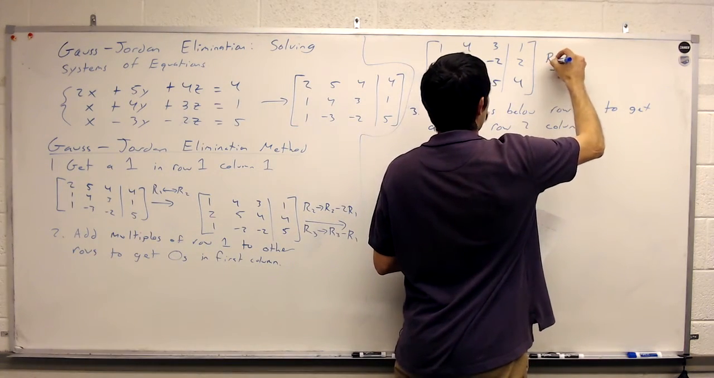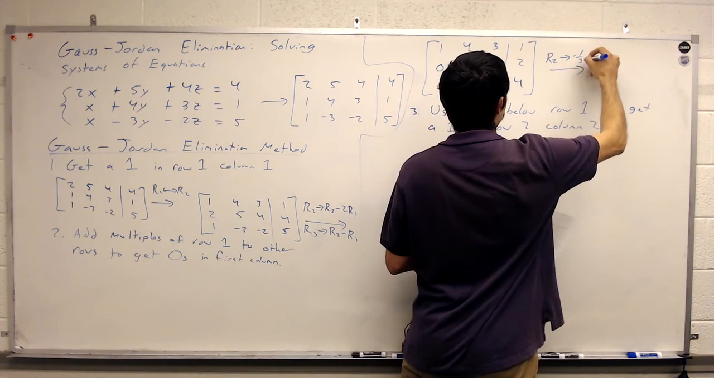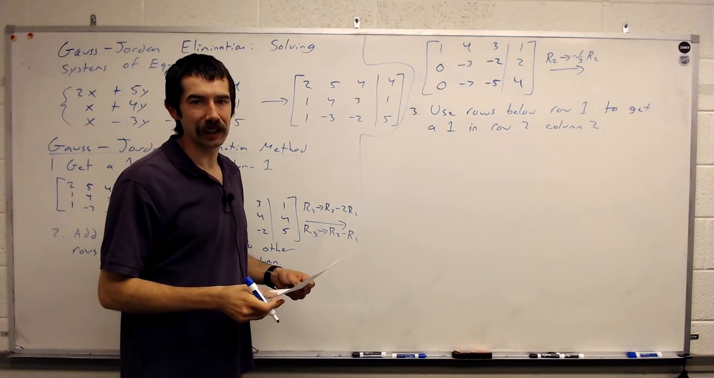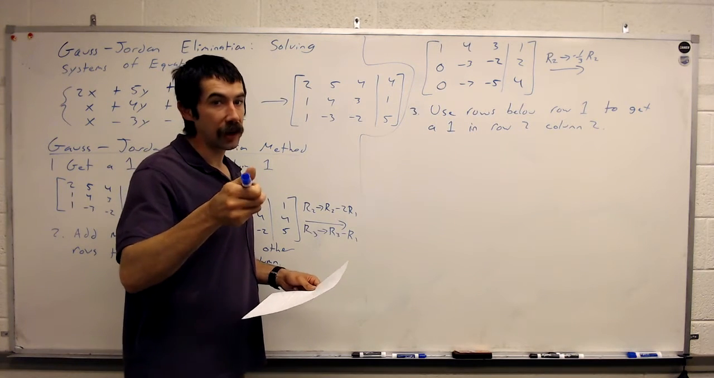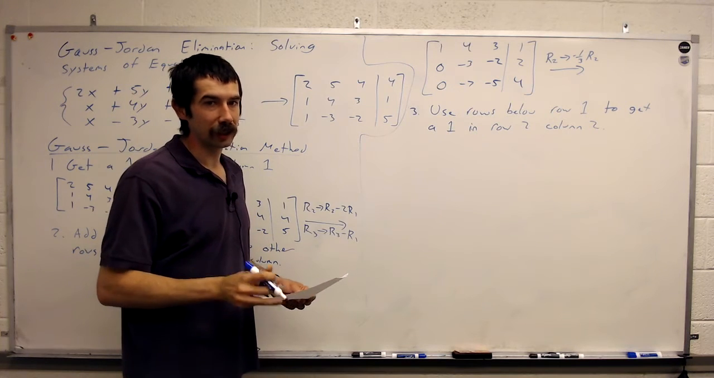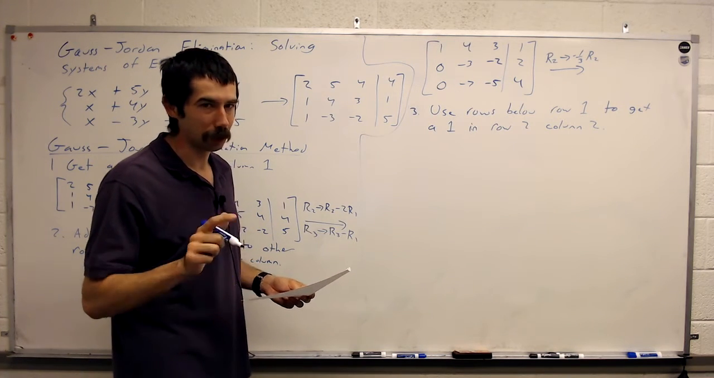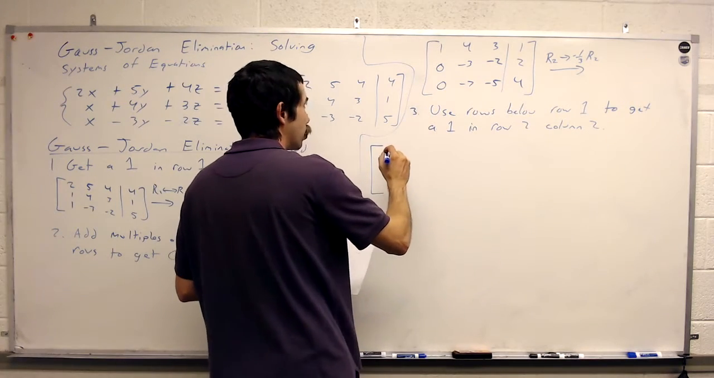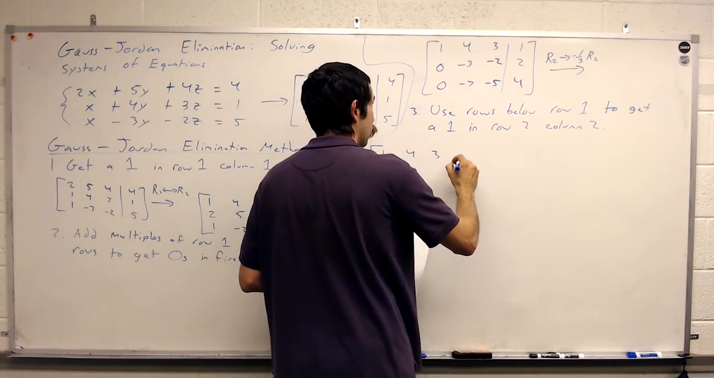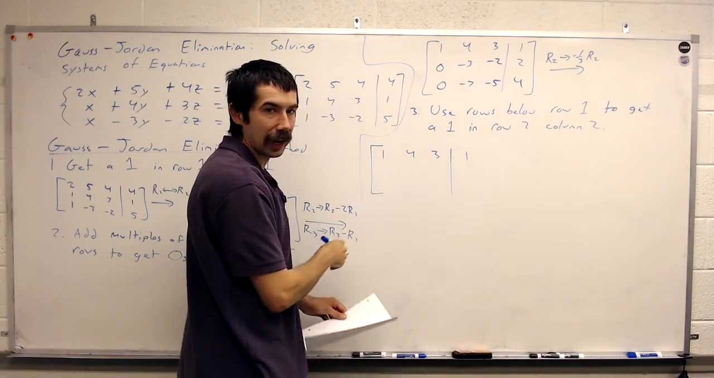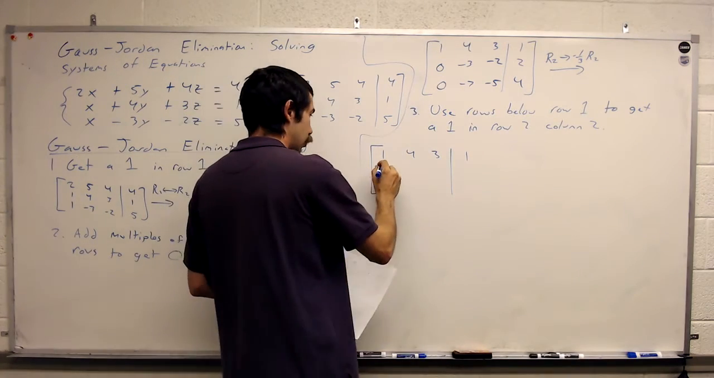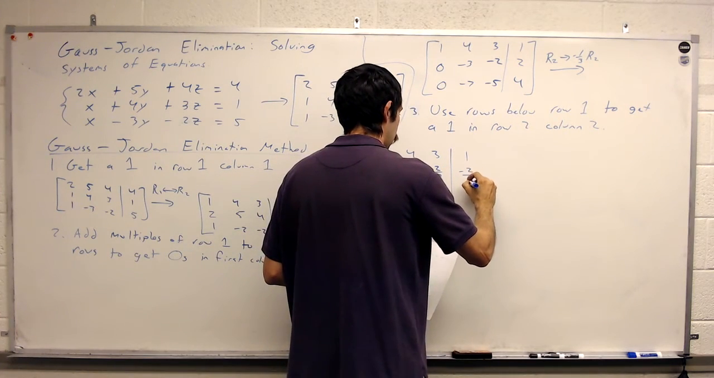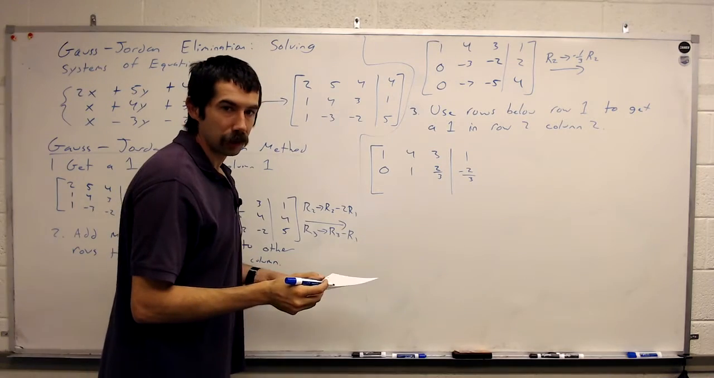All right, so row 2 will become negative 1/3 row 2. I know we're going to introduce some fractions, but I have faith in you. You can deal with fractions. You've been doing it since 4th grade. So be comfortable with fractions. All right, so our top row stays the same. Our second row is scaled by this factor of negative 1/3. And our bottom row stays the same.